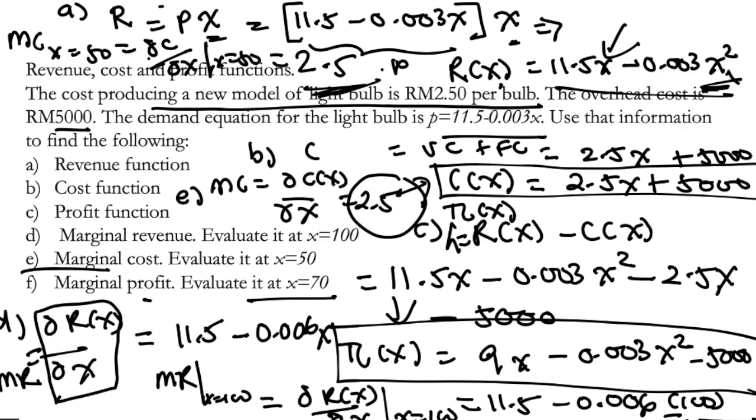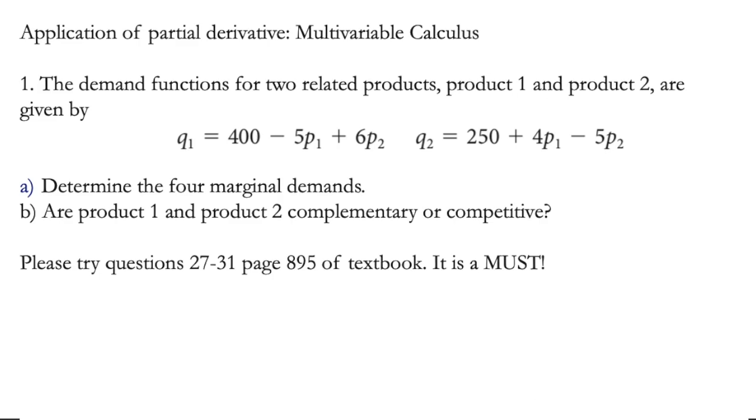Alright, so now we are done with the partial derivative of one independent variable. What if we have two independent variables in the equation? So I'm talking about multivariate calculus. Let's say I show you this example. The demand functions for two related products, product 1 and product 2, are given by this.